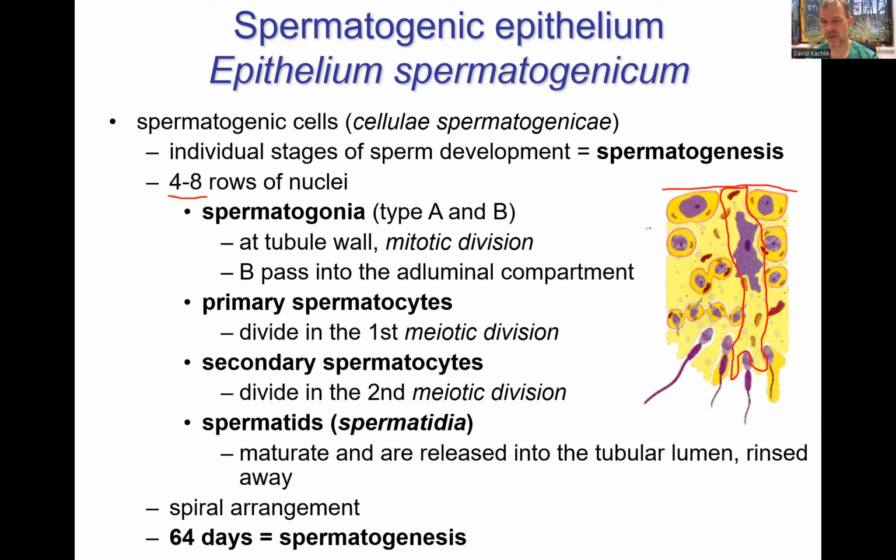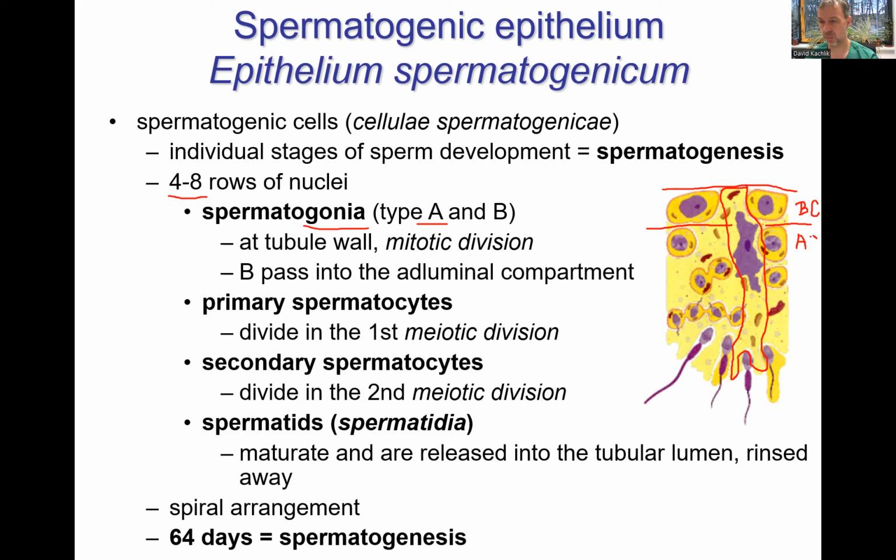And the basic cells are located here in the so-called basal compartment. They are the stem cells, and we call them spermatogonia type A. These spermatogonia type A undergo mitotic division into spermatogonia type A and B. The spermatogonia type A stays there and again multiplies, and spermatogonia B then passes into the so-called adluminal compartment.